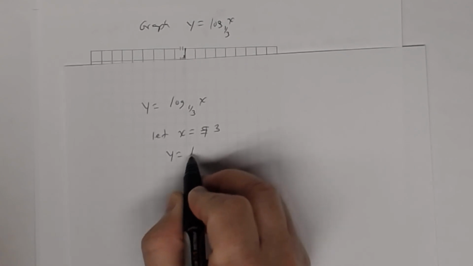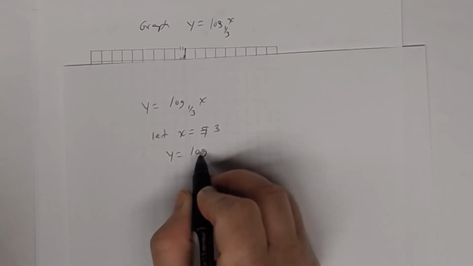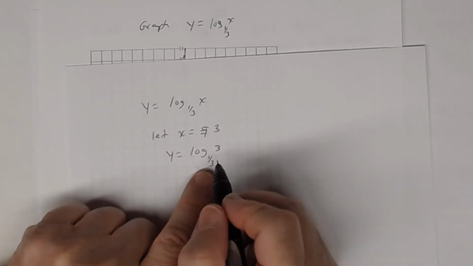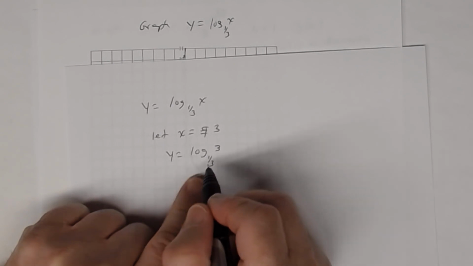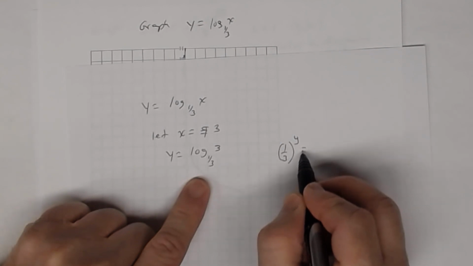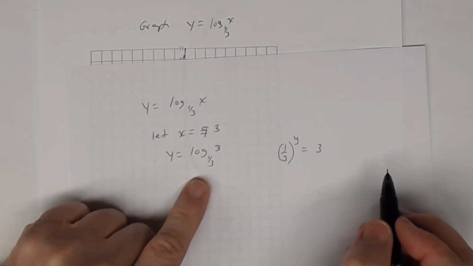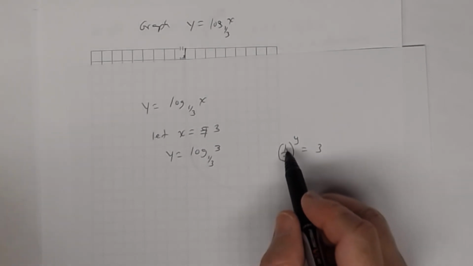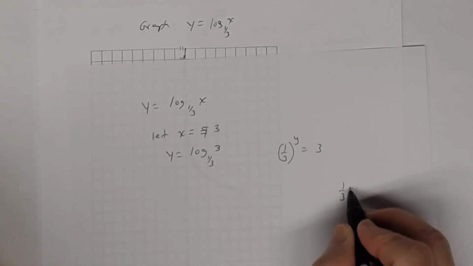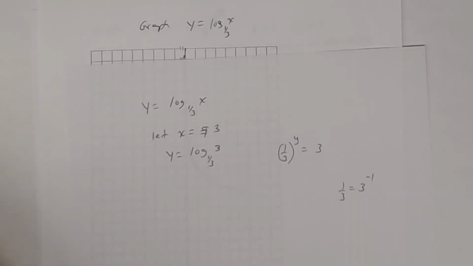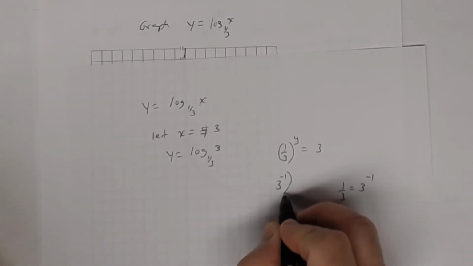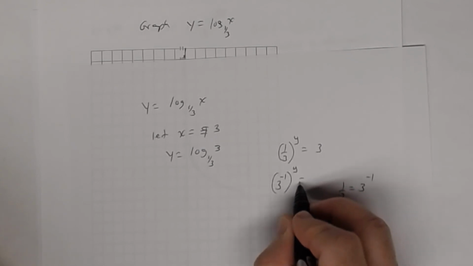I get y equals 1/3 the log of 3 base 1/3. Okay? And so I know that I can write this as an exponential equation since that's a log equation. So I'm going to take the base, which is 1/3, raise it to the y power, and that's going to equal 3. Okay? All right, now listen carefully. I know from previous lessons that 1/3 is the same thing as 3 to the negative 1 power. So I'm going to replace this 1/3 with 3 to the negative 1. So I get 3 to the negative 1 raised to the y power equals 3.